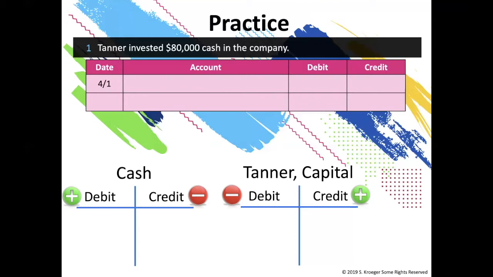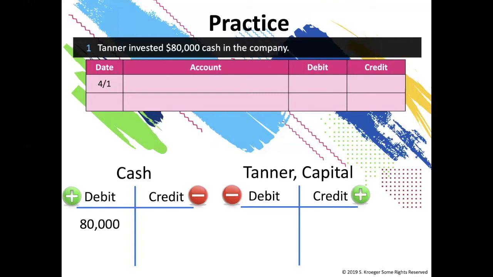So the business cash is actually increasing by $80,000. We will debit cash $80,000 because it's positive on that side. Now, a trick to journalizing is that if you can get one of the accounts, you can get the other account because it would be the opposite. It's a little shortcut, but I do recommend analyzing everything first.